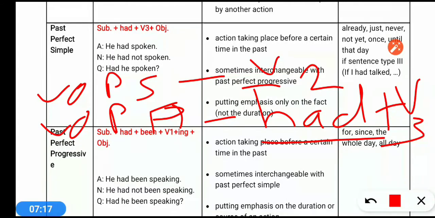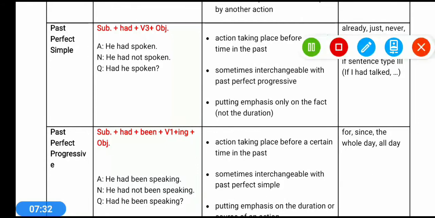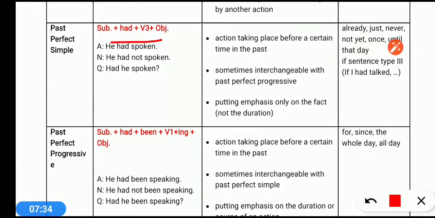Like, when I reached the station, the train had already gone. So we are saying that the train went first and then I reached. So the action which took place first, we use had plus third form, and the action which took place last, we use the second form of the verb. It shows that at a particular time in the past that action was completed.